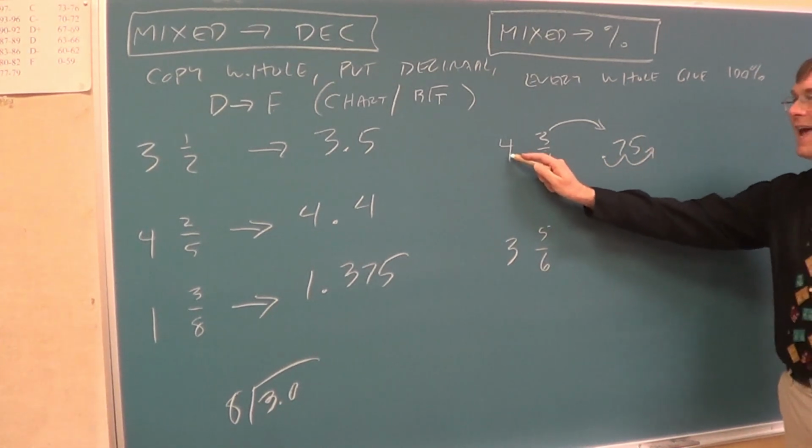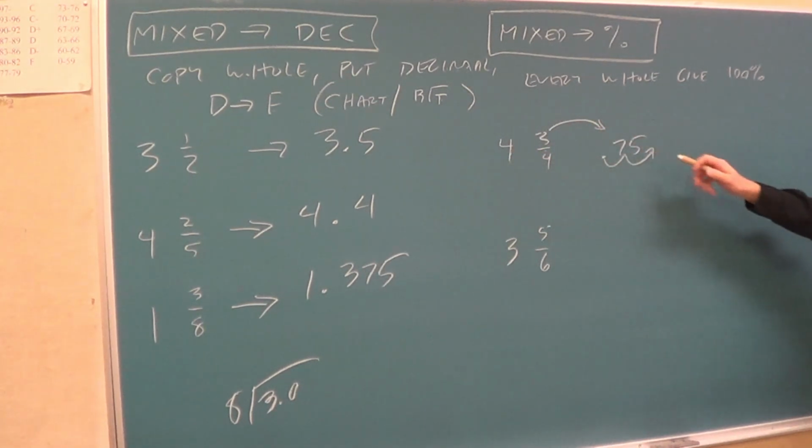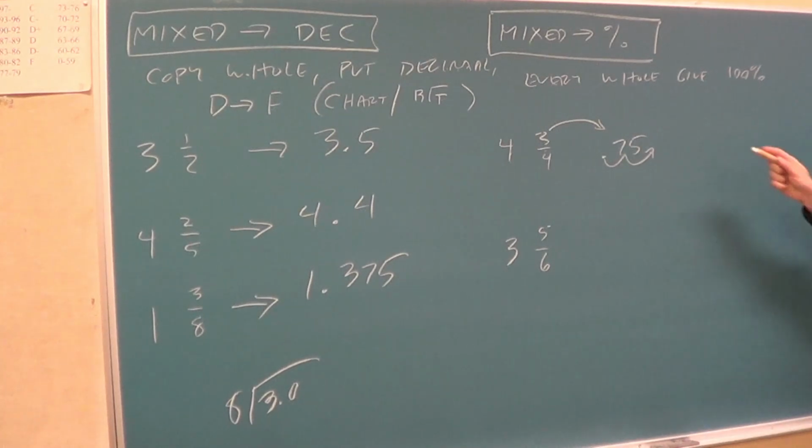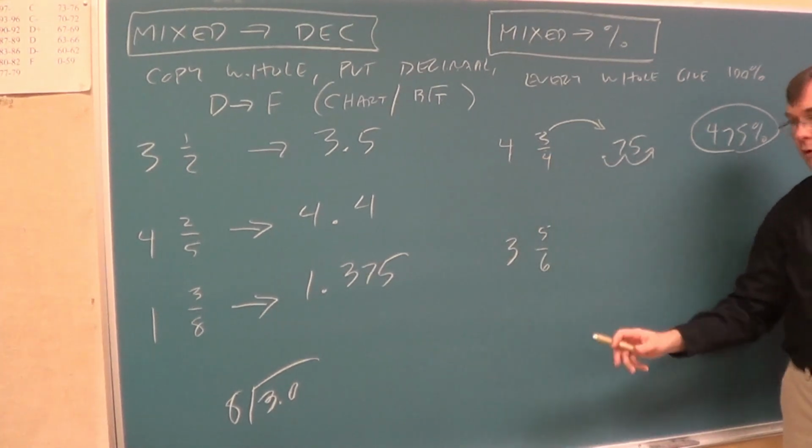The only difference today is every whole number gives you 100. So instead of just 3/4 giving you 75, like we just did 25 problems of it a minute ago, this would give you 475%, because every whole gives you 100.